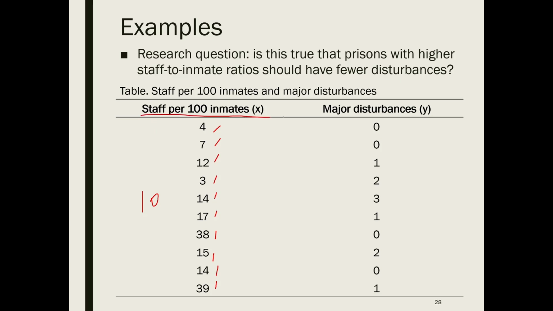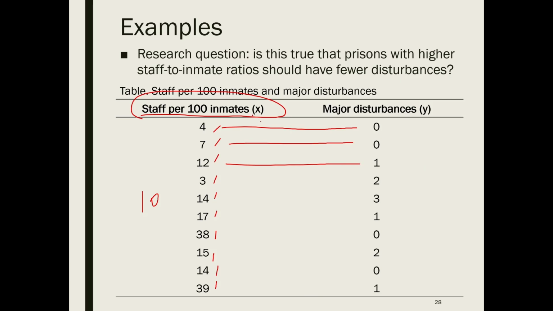One is the staff per 100 inmates. For prison 1, the staff per 100 inmates is 4. For prison 3, the staff per 100 inmates is 12. The second number the prison provides is the number of major disturbances. For the first prison, there is no major disturbance. For the second one, there is no major disturbance. For the third one, there is one major disturbance, etc.